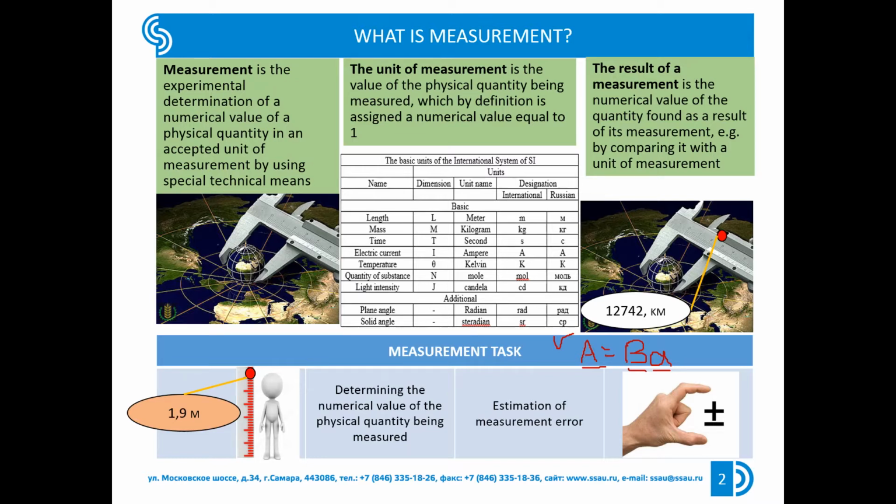As the above definition suggests, in order to make a measurement, it is necessary to choose a unit of measurement of a physical quantity and to have special technical means for measurement. In many countries, for example Russia, it is mandatory to use the International System of Units, which defines 7 basic units of physical quantities: length in meters, mass in kilograms, time in seconds, electric current in amperes, thermodynamic temperature in Kelvin, quantity of substance in moles, light intensity in candela.